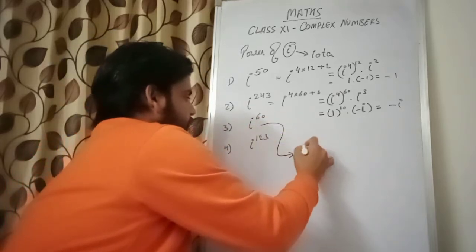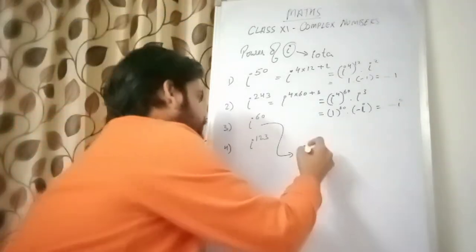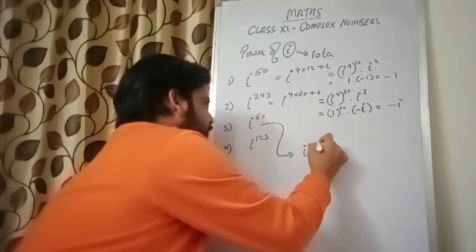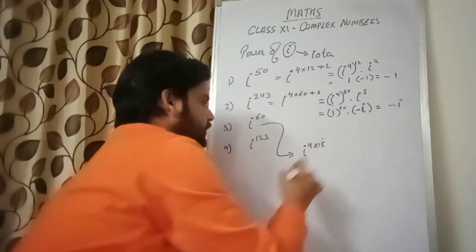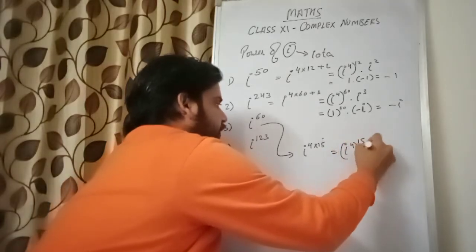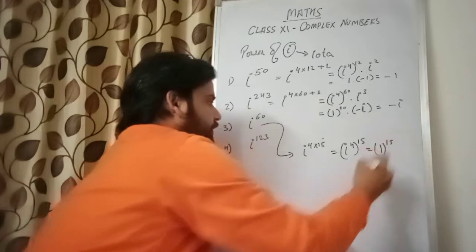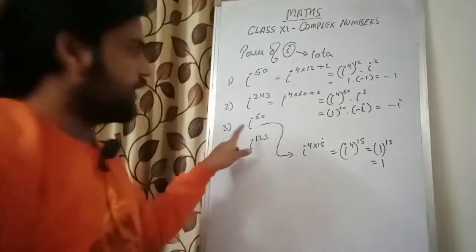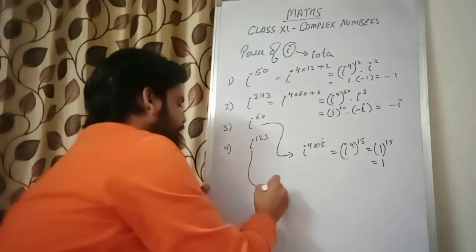So i to the power 60 is what? 60 can be represented as a multiple of 4. Alright. So 60 is what? 4 into 15. Alright. So this can be written as i to the power 4 whole to the power 15. i to the power 4 is what? 1. 1 to the power 15 will be 1. So i to the power 60 is what? 1. Right?